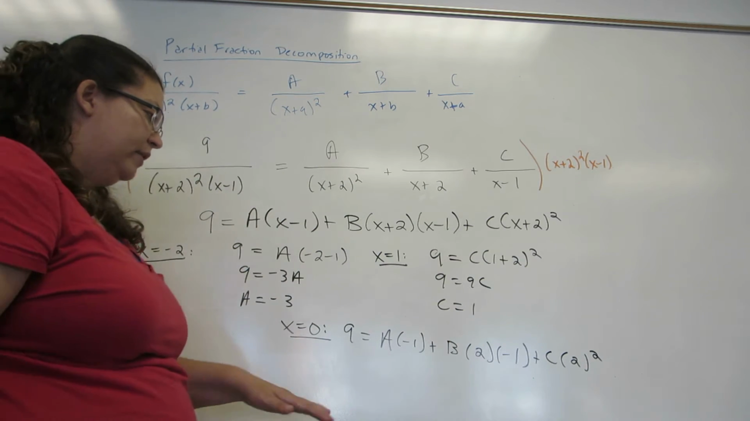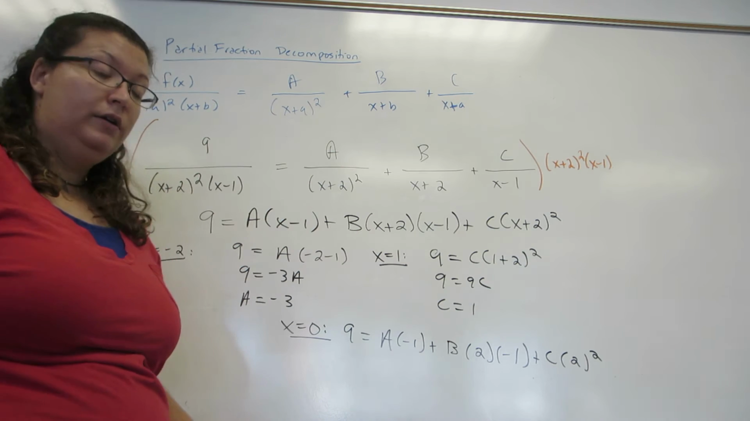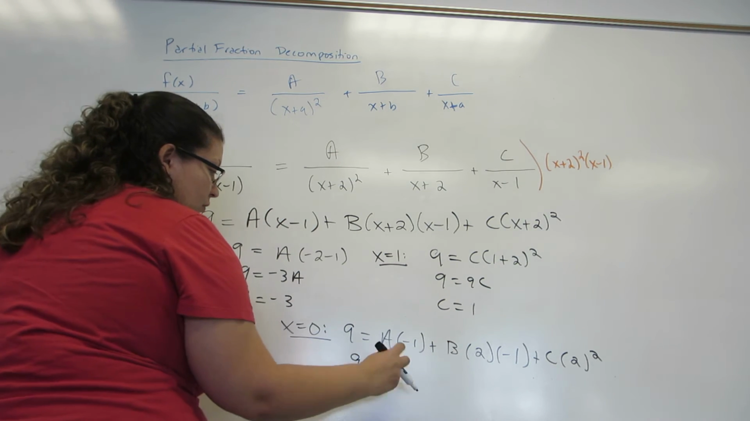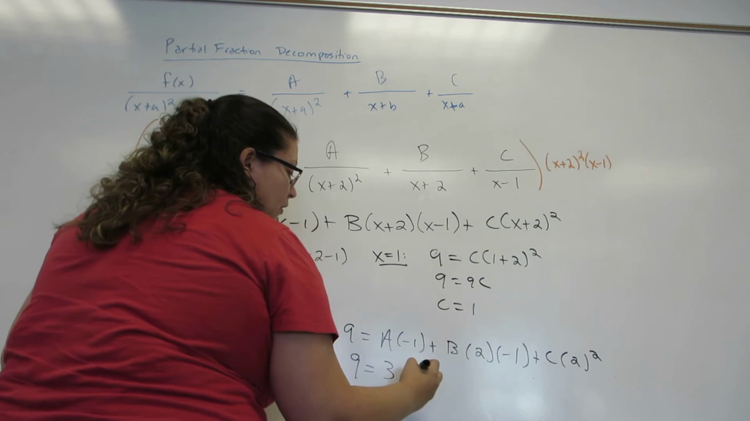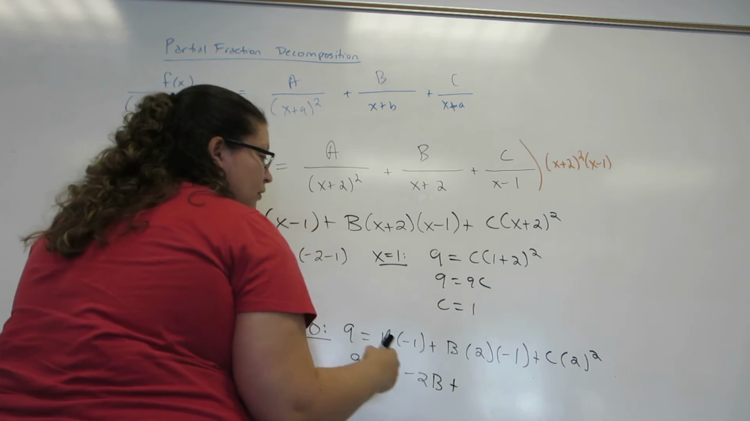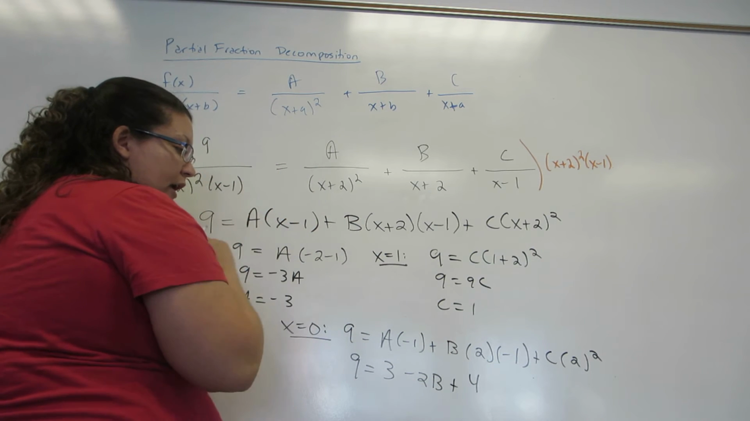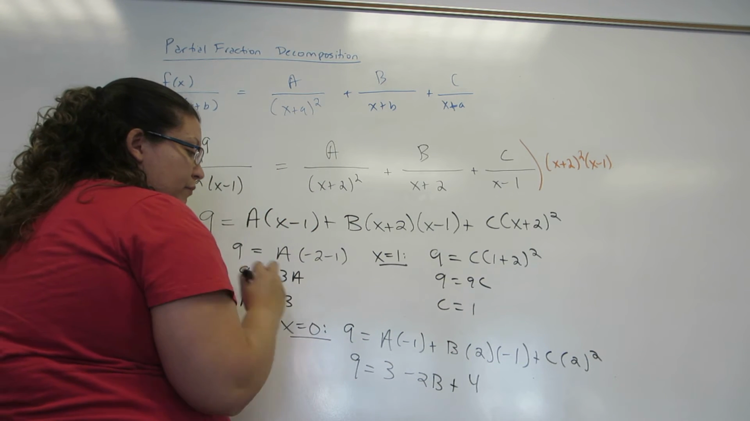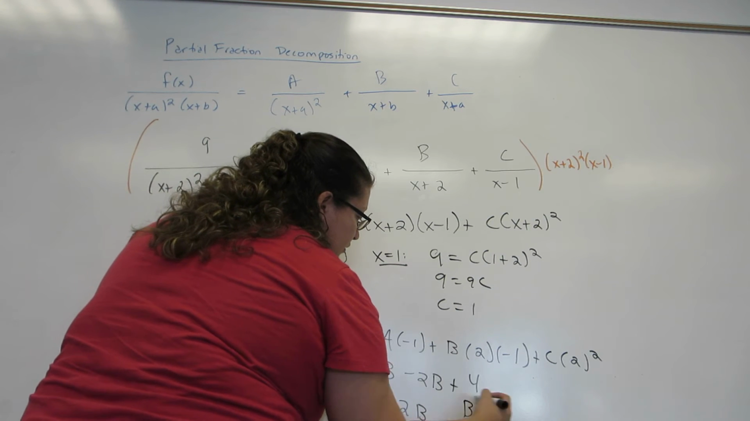Now you say, well, how am I going to be able to solve this for B? Well, I already know what A and C are. So I get 9 equals A times −1, which is 3, minus 2B plus C times 2², which is 4. And now I can solve this for B. This tells me B equals −1.